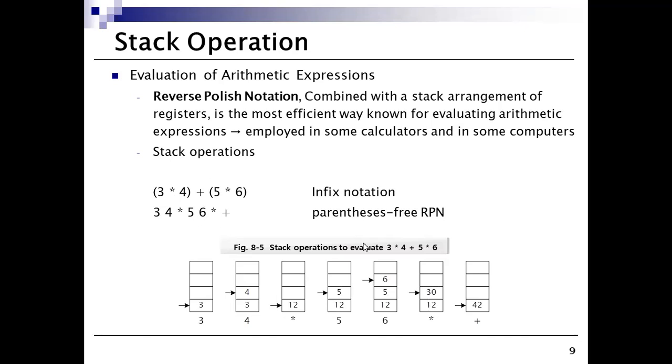And next, plus, which is another operator. So 30 and 12, two elements are popped out from the stack, and between the two, the operation is carried out, which is addition, and the result is pushed onto the stack, which is 42. So finally, at the end of evaluation, your stack will have only one element, which is the result of that particular arithmetic expression evaluation. Okay.